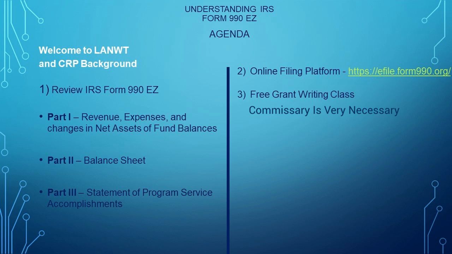So our focus on the 990 EZ is going to be Part 1, revenue, expenses, and changes in net assets or fund balances, the first part of the form. Part 2 is the balance sheet, and Part 3 describes your organization's statement of program service accomplishments. So here you're using language to describe per program what your organization's activities are.